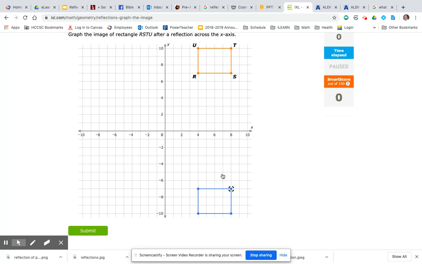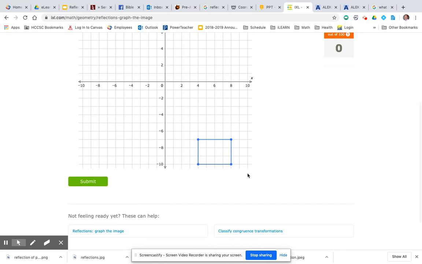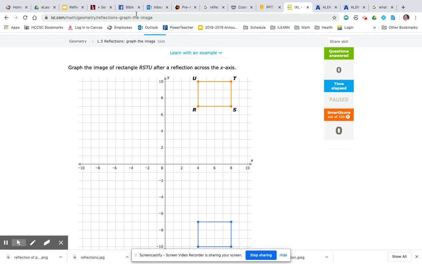And the reason why I knew that U had to be 10 units down is that it's 10 units up. So now it's got to be 10 units down. And so all the points have to be equal distance from the axis to be reflected. Okay, so I think that is a good example of reflection.